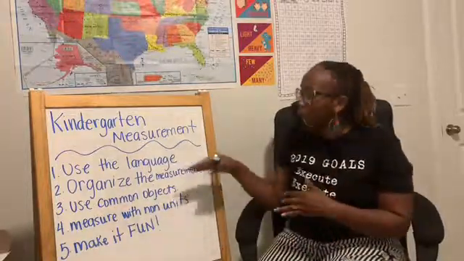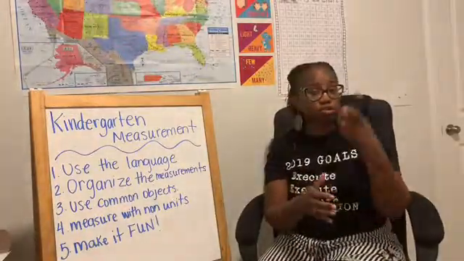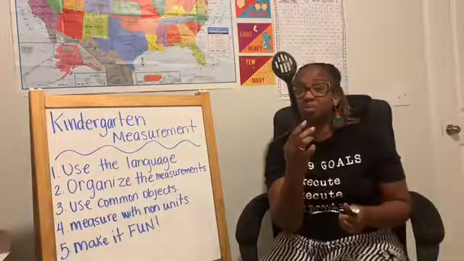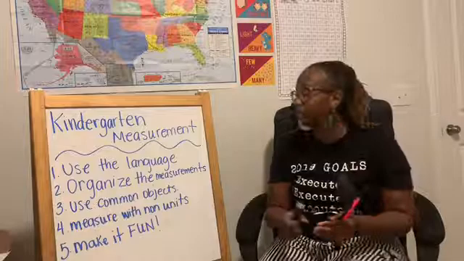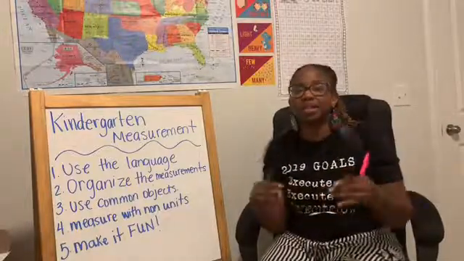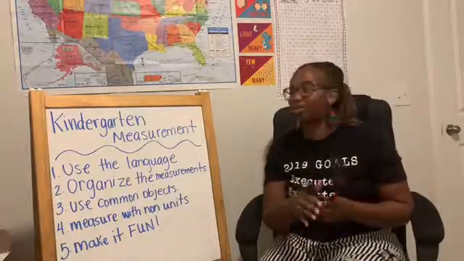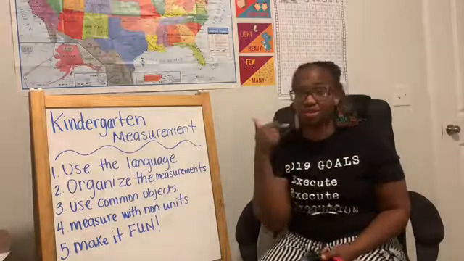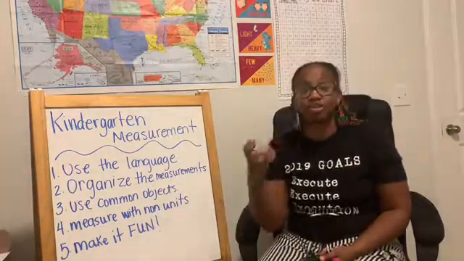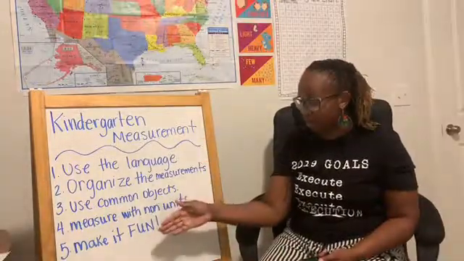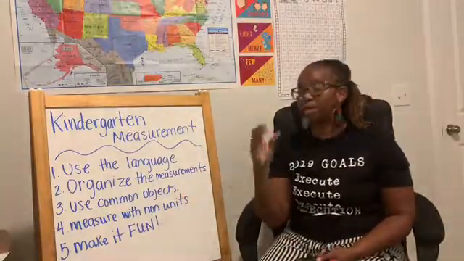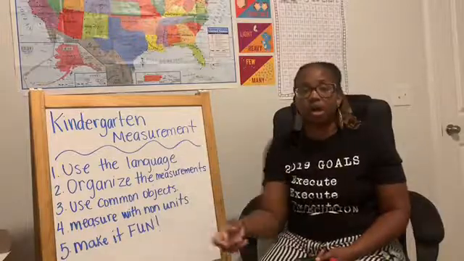Teach them how to organize those measurements. Use common objects. Grab things from the kitchen. Grab things from the junk drawer. Grab things from the bathroom, right? Just use different things that they can actually measure and that you don't have to go out and buy. It's right in your house, right? And they can use those things to be better mathematicians. But once again, use those measurements that are non-standard, that are non-units.